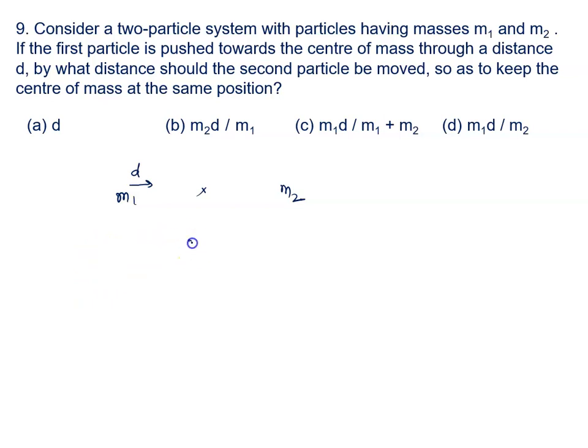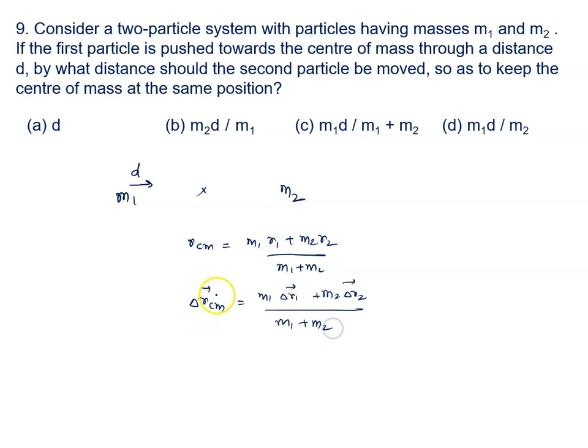We all know RCM is given by (m1 r1 + m2 r2) upon (m1 + m2). So delta RCM is written as (m1 delta r1 + m2 delta r2) upon (m1 + m2), and we can write it in vector form also. Since delta RCM is 0, this numerator is going to 0. So ultimately what we are getting is m1 delta r1 equal to minus m2 delta r2.